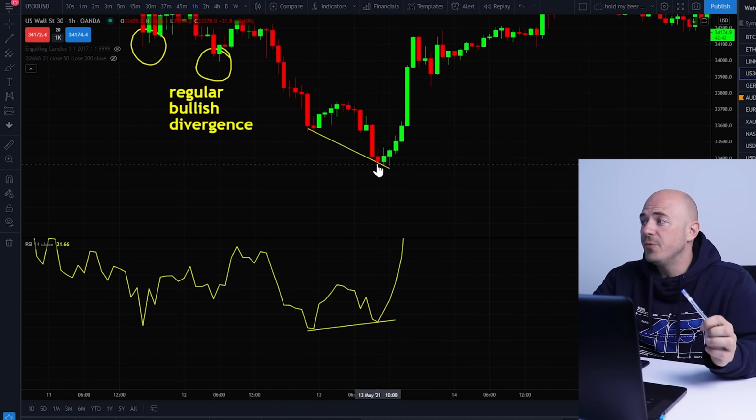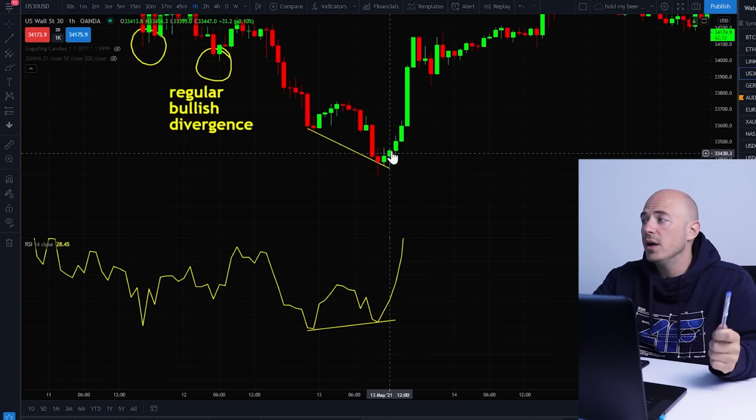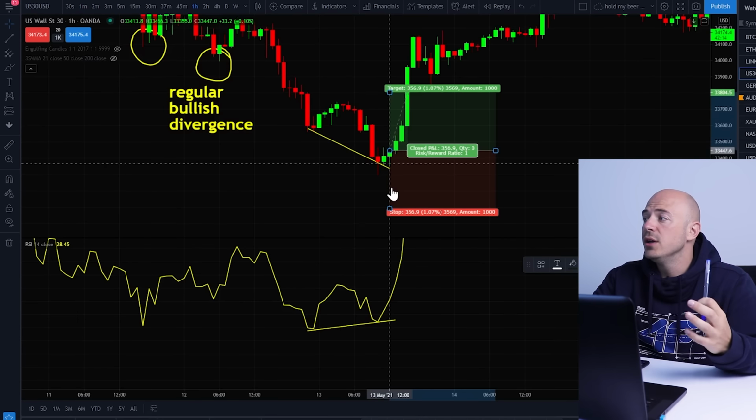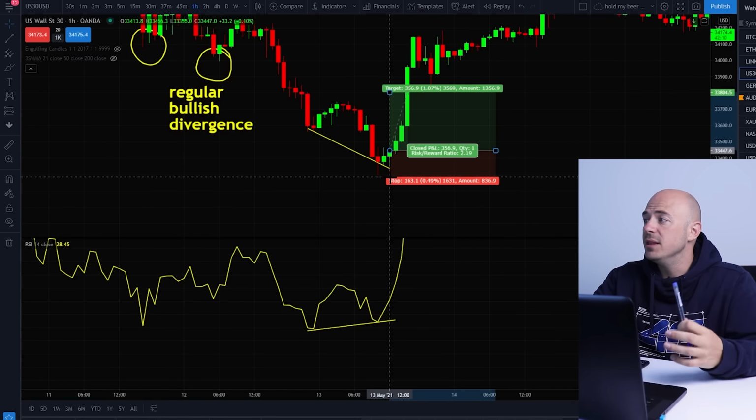Now, what I want you to do for entries is watch a solid rejection. This candle is too small for a rejection, so you want to wait for a subsequent candle in that direction. At that point, you can put in your order with a stop loss below the wick of this candle at the bottom here.